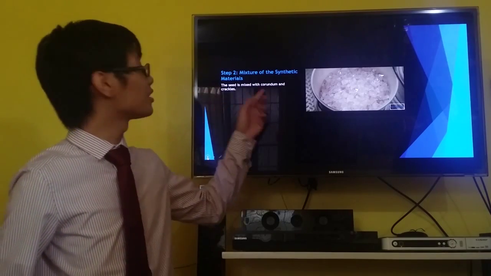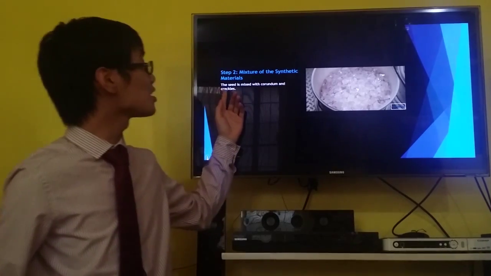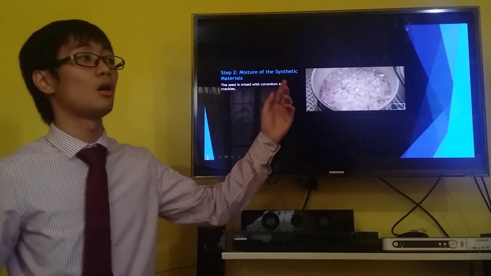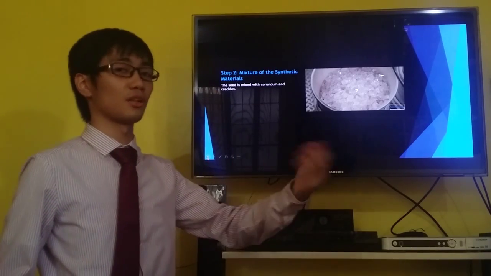The mixture of synthetic materials. The sapphire seed is mixed with corundum and crackle. Crackle is the byproduct of the process of the Bernoulli method, a method in growing crystals.